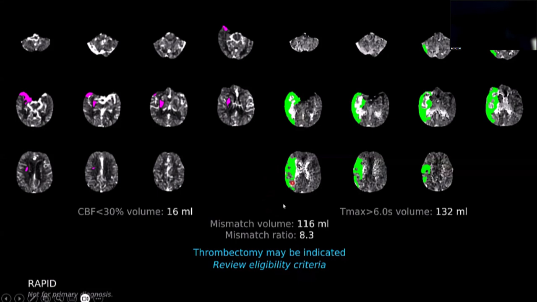So here are just a few examples. This is a patient presenting with dense left hemiplegia. Obviously, there's a large area of Tmax greater than 6 seconds, so that's our potentially at-risk brain, 132 ml, so greater than 15. That's good. We have a small infarct core of 16 mLs, mostly involving the anterior temporal lobe and lateral temporal lobe, and a mismatch ratio of 8.3. So this would be a good candidate for thrombectomy.